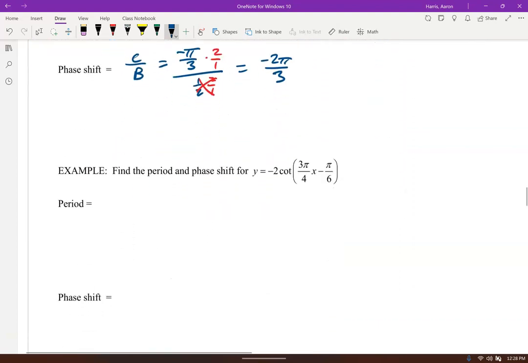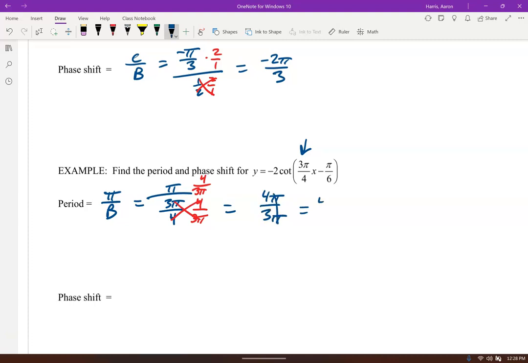Let's do some more here. Period and phase shift for a cotangent, similarly. So we got period as pi over b. Here's our b, 3 pi/4. So I got pi over 3 pi/4, so times 4 over 3 pi. We got 4 pi over 3 pi. So we end up with 4/3 for our period.